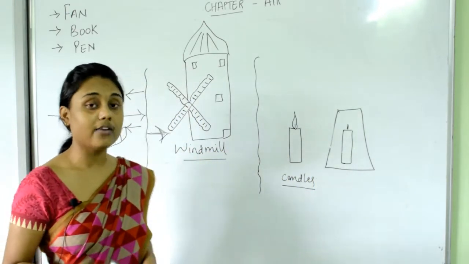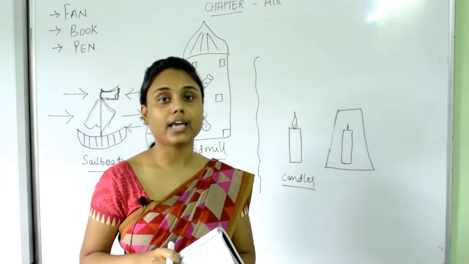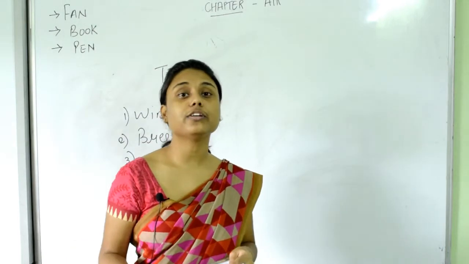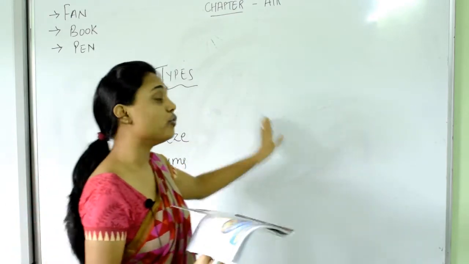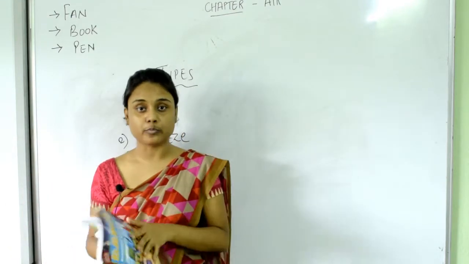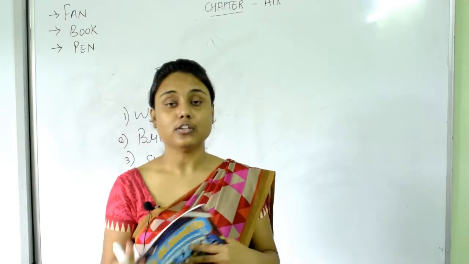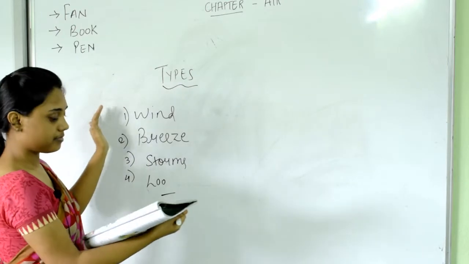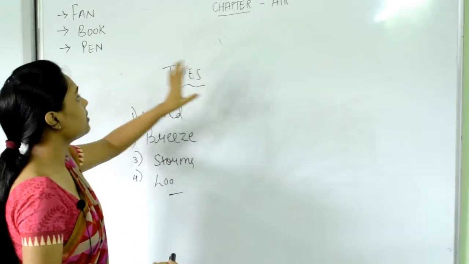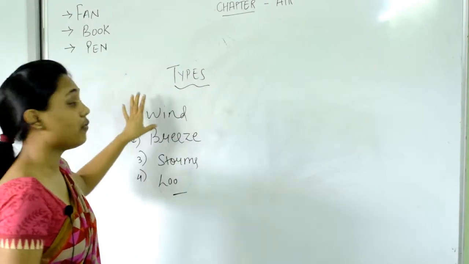Now, we have types of moving air. Now we will study the types of air. When the air moves, right? When the air flows, it moves. It is called wind. So we have types of wind. The first type of air is wind. What is wind?